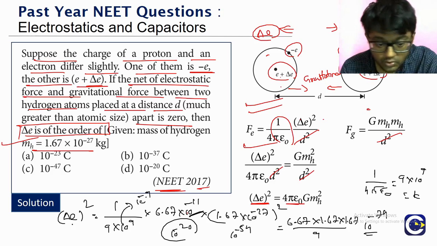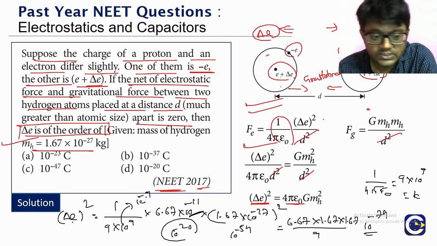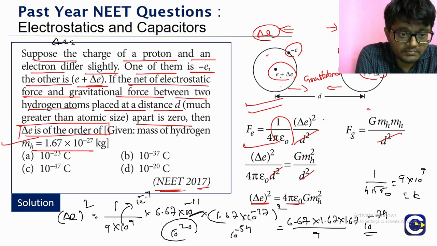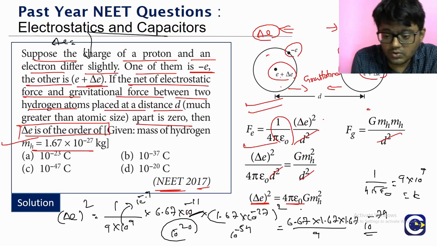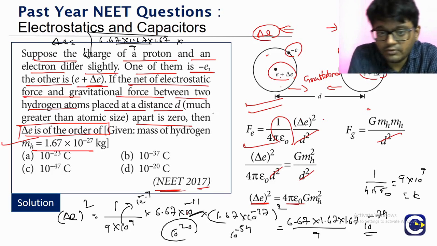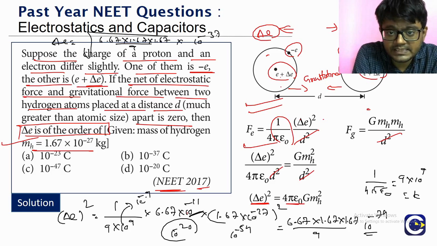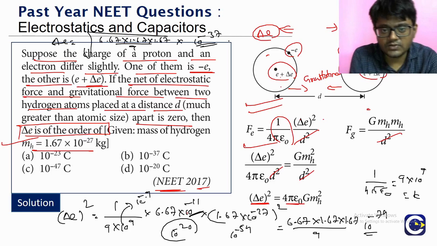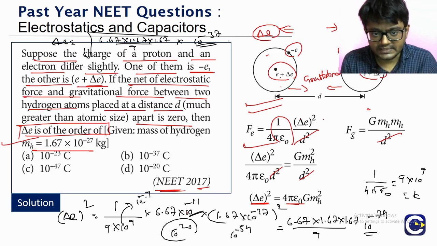Now if you take a root of this, because the left hand side is what? Delta E the square. If you take a root of it, that is what will tell us what the delta E order is. Means we have to take the root of this entire thing, 6.67 into 1.67 into 1.67 by 9. Root of 10 power minus 74 will be what? It will be 10 power minus 37. So we see that the order is what? The delta E is of the order of 10 power minus 37.